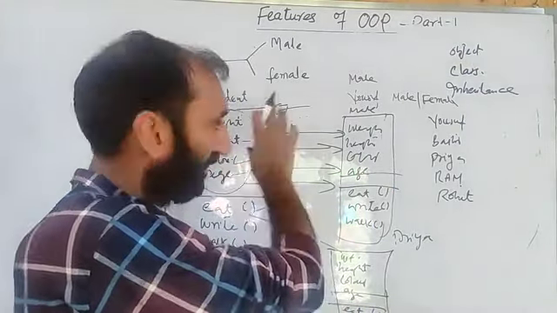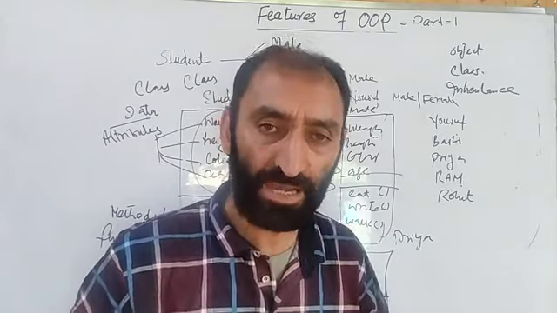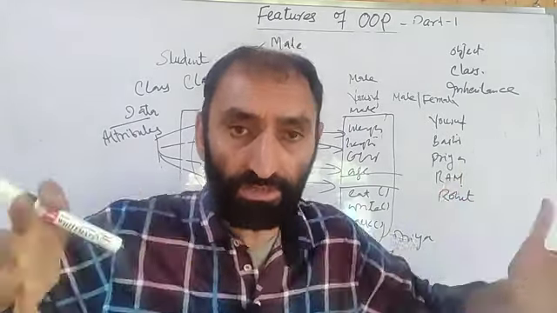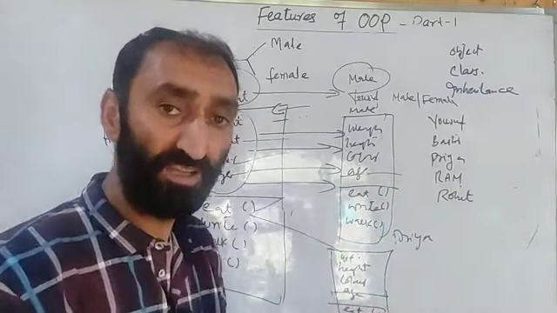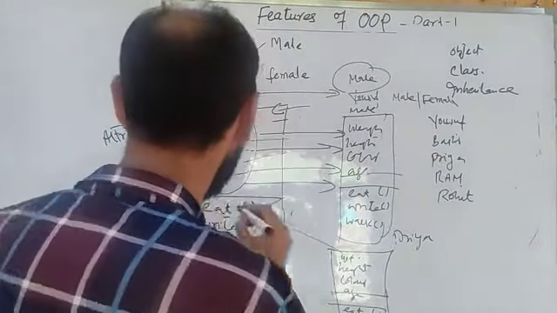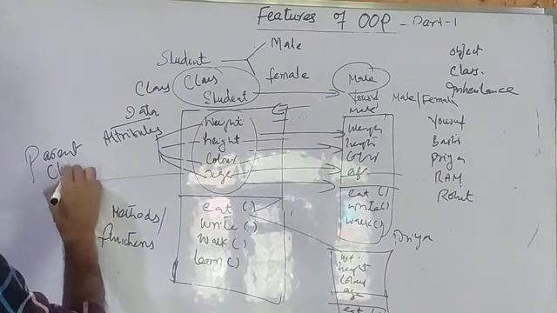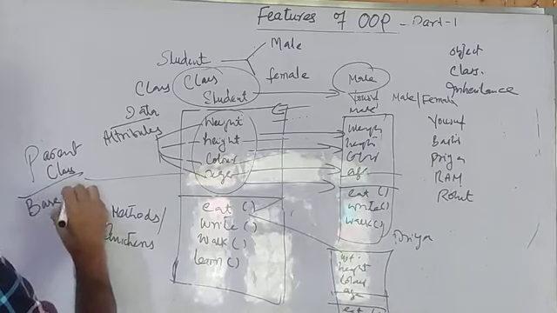So what is inheritance? Inheritance is the phenomenon which enables us, which makes us capable, to derive a new class from an existing class. So for example, this class is already present, and from this class we are deriving this male student class. The features of this are also going to be inherited here. The class which is already present is called a parent class. Take care, that class is called a parent class, or base class.